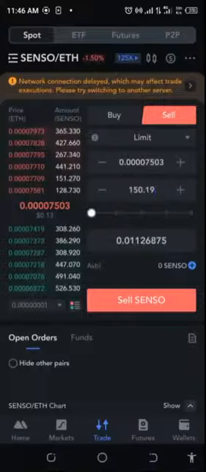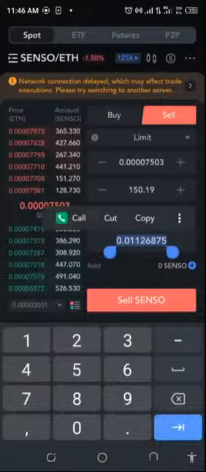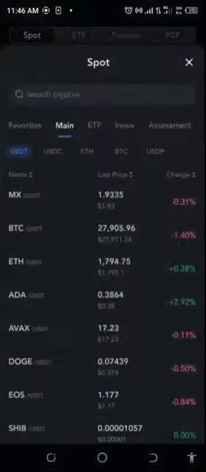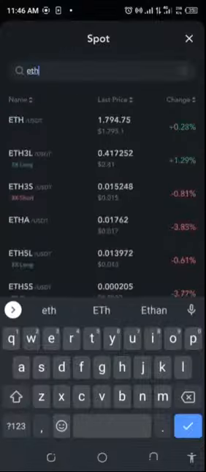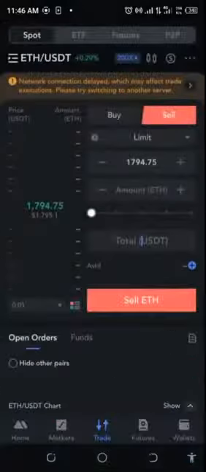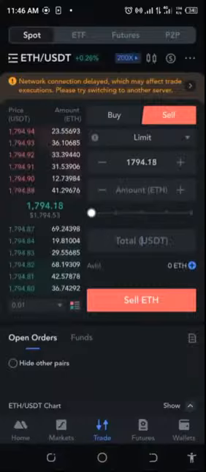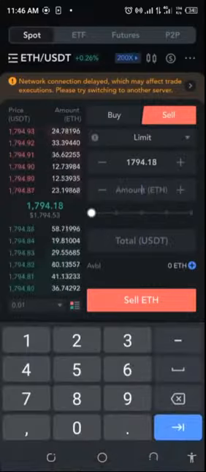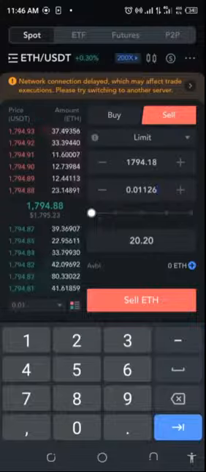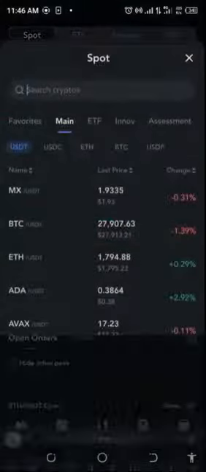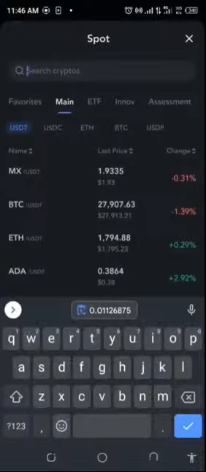Okay, then we'll copy that out and go and check it. And then we'll sell ETH to USDT. So let's try and see how that will go. ETH to USDT. Let's see whether this is going to work. Never going to work. Let's go back and try it out with our BTC. Okay. Let's try this out one more time.